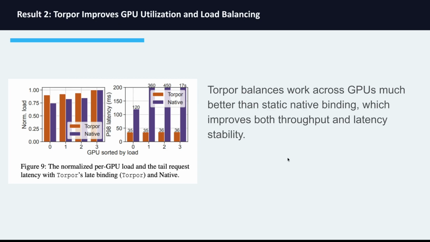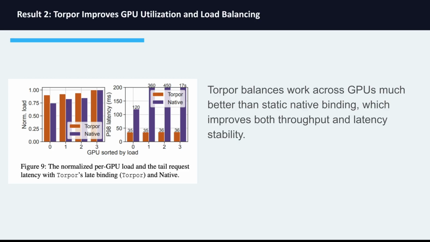On the left graph, the y-axis is the normalized GPU load, and the x-axis is the GPUs. The orange is Torpor, purple is native. So you can see that Torpor has an evenly distributed load across all the GPUs, and native has an uneven load. You can see here it's much more for here compared to here. So Torpor evenly distributes work across GPUs, which is improving utilization.